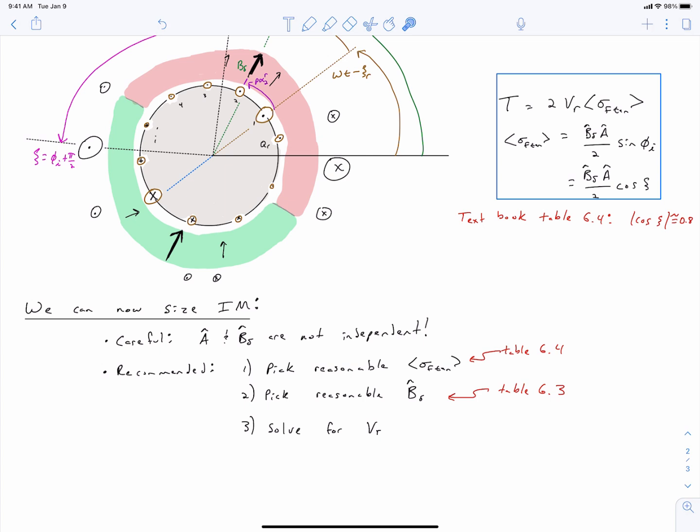So in sizing synchronous machines, we would say, hey, we're going to have an electric loading of 50 kiloamperes per meter, and we're going to have a magnetic loading of 0.7 Tesla, and boom, we'll use these equations to figure out the volume of our rotor and so on. But in an induction motor, it's wise to acknowledge that these are not independent quantities. And so instead, I recommend that you pick a reasonable value of the shear stress in your air gap from table 6.4. And then you pick a reasonable value for B delta, and from there you solve for the volume of your rotor.